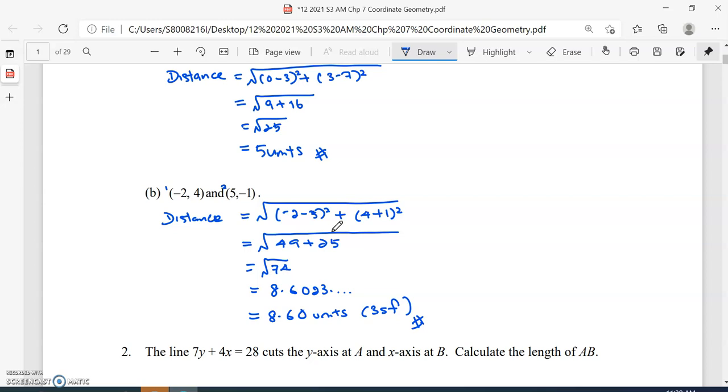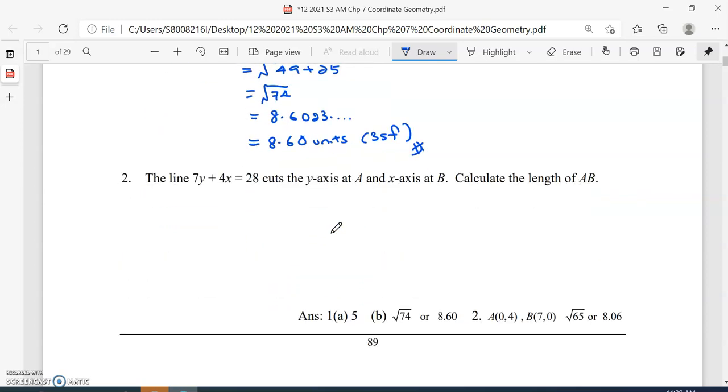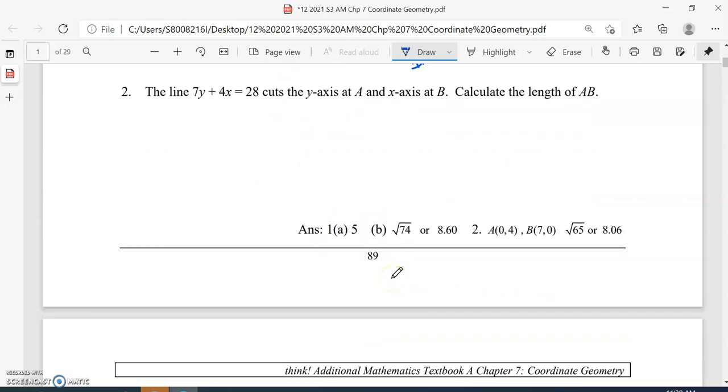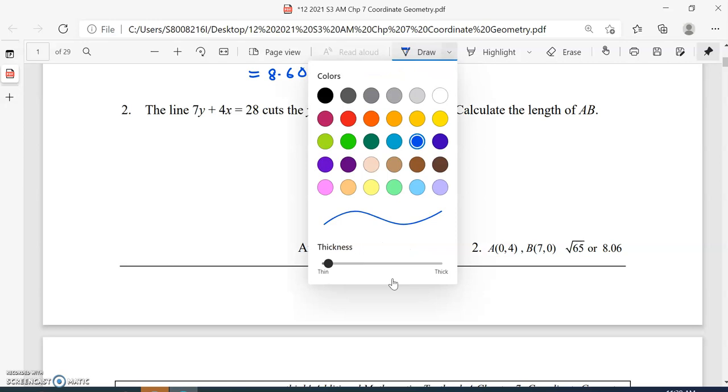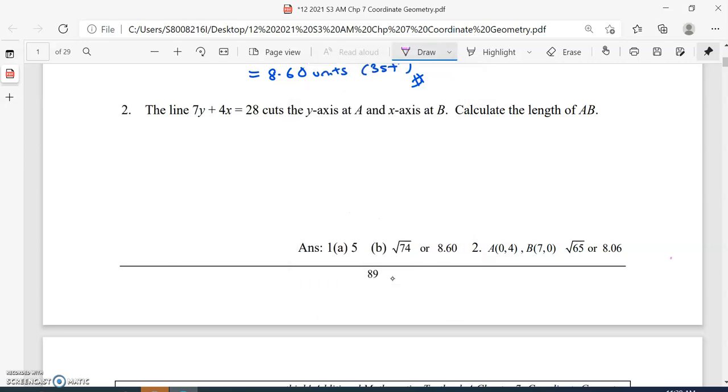Given the points directly, I think by now we can all solve. What if it is put into a word problem like this one? All right, we are told that the line 7y plus 4x equals to 28 cuts the y-axis at A and the x-axis at B. You are asked to calculate the length of AB. Well, when they tell you that the y-axis has a point A and the x-axis has a point B, we already have a few conclusions we can draw.